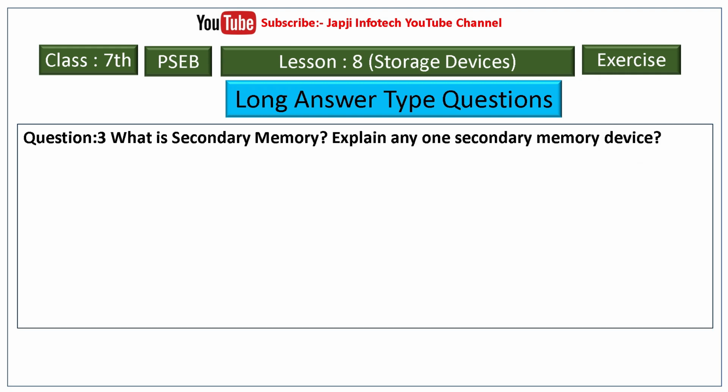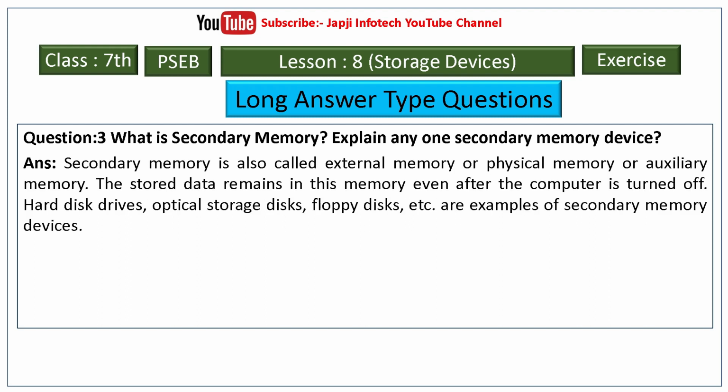And third question is, what is secondary memory? Explain any one secondary memory device. So secondary memory is also called external memory or physical memory or auxiliary memory. The stored data remains in this memory even after the computer is turned off. So hard disk drive, optical storage device, optical storage disk, floppy disk, etc. are examples of secondary memory devices.